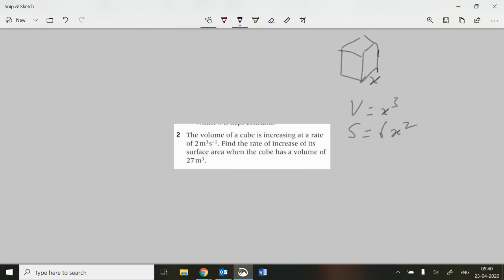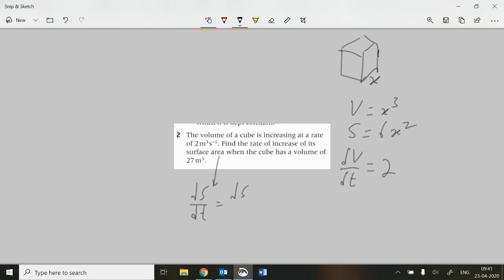So it also tells us here in the information that the volume of the cube is increasing at a rate. And whenever they say rate, that's with respect to time. So dV/dt in this case is fixed at 2 meters cubed per second. We need to find the rate of increase of the surface area. But what are we looking for? We're looking for dS/dt because it's a rate. And in this case, we can see it's talking about when the volume is 27. So V is going to be important here.